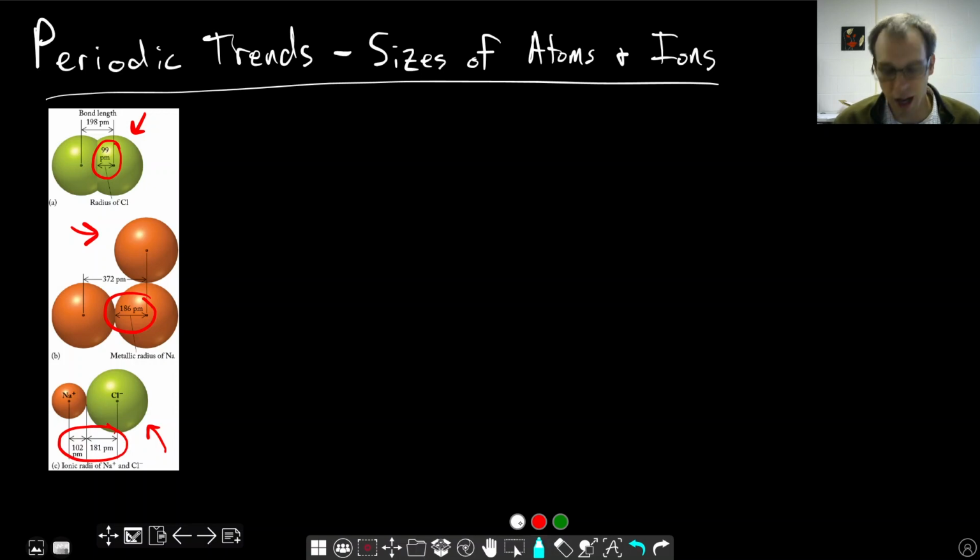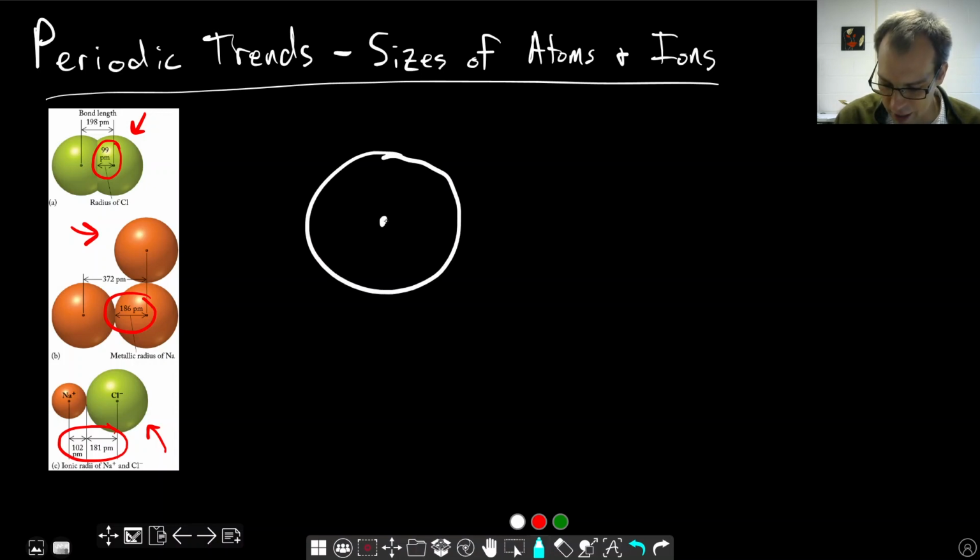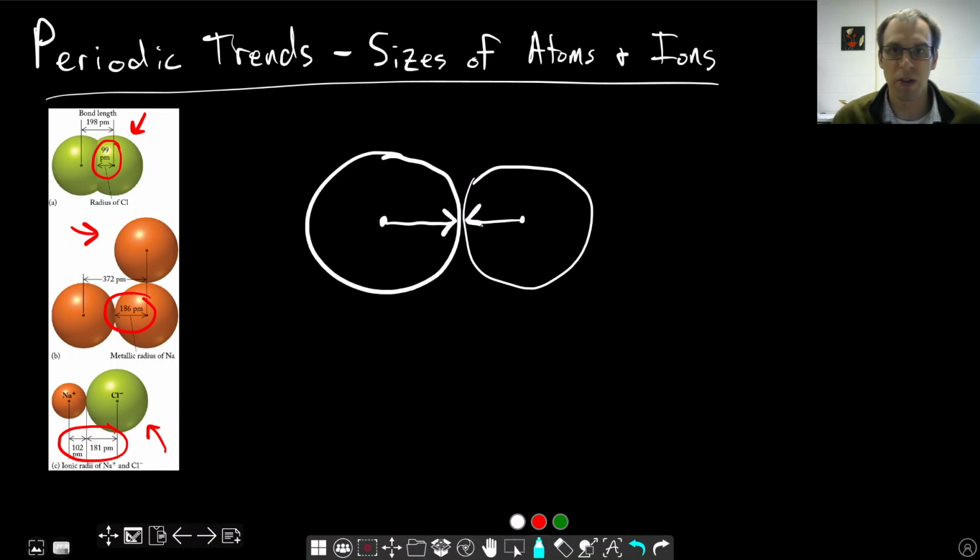For different types of elements, we measure this in different ways, but the overall idea is, again, this is all thinking about probabilities, but there is some size to the atom. We're looking at, if two atoms come next to each other in some sort of bonding, what's the radius of the sphere that they make when they're next to each other. That's what we call the atomic radius.